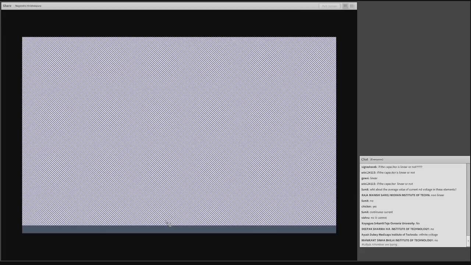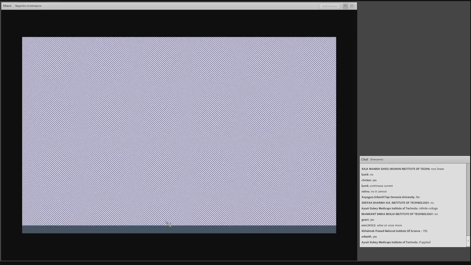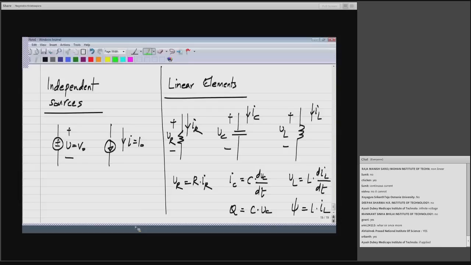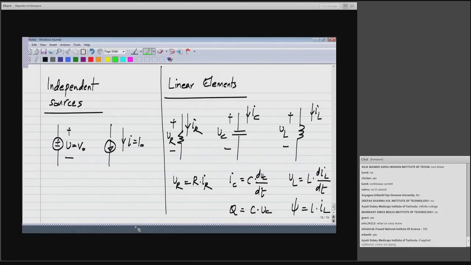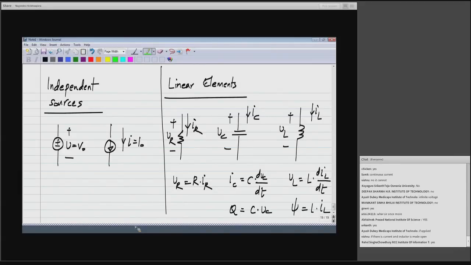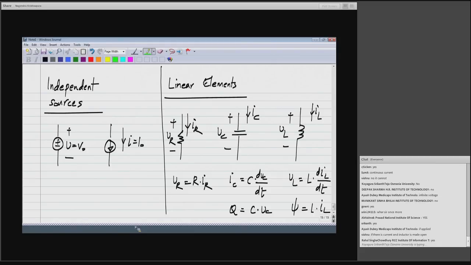Now, another question is, can the current in an inductor change instantaneously? Again, many people said no, it cannot change instantaneously. We have to qualify this statement. It can change instantaneously if you allow for an infinite voltage across the inductor. If you restrict the voltage to be a finite value, which of course is the practical case, but in theory it can be infinite, then the current cannot change instantaneously.